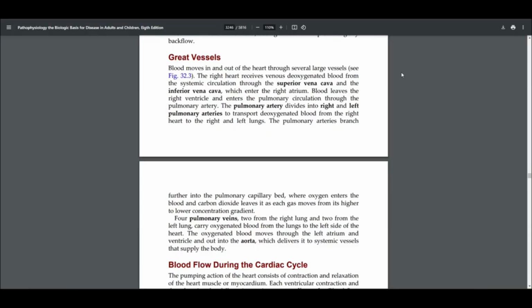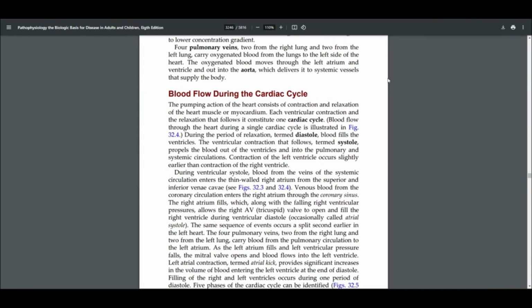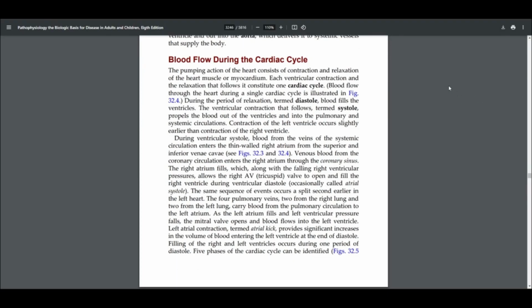Four pulmonary veins, two from the right lung and two from the left, carry oxygenated blood from the lungs to the left side of the heart. The oxygenated blood moves through the left atrium and ventricle and out into the aorta, which delivers it to the systemic vessels that supply the body. So again, 1, 2, 3 of how the blood moves through the heart to get oxygen when it was deoxygenated.